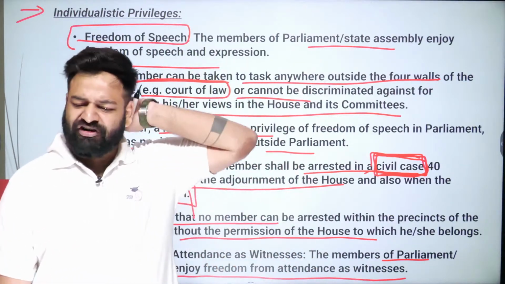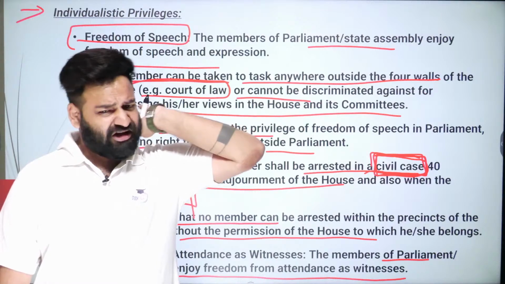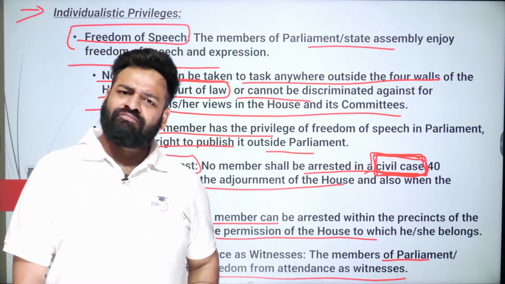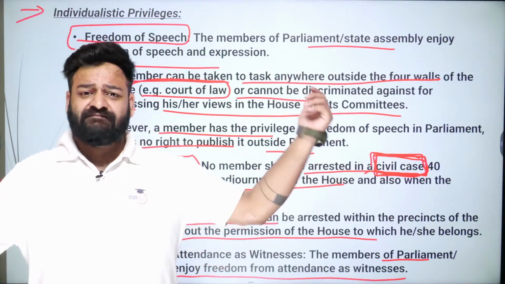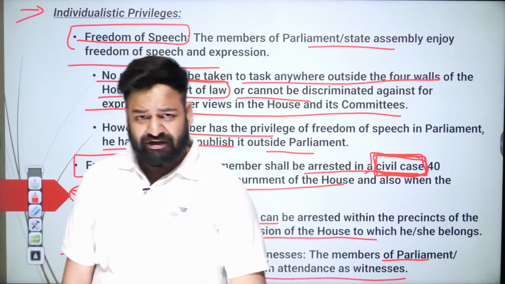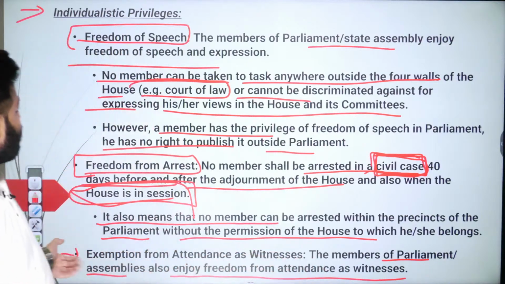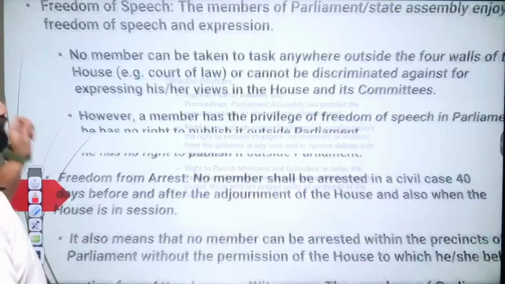If I am called to court as a witness, I cannot come. Why? I don't want to come. Why don't you want to come? My life, my rules. Right? I am a parliamentarian. I will not come as a witness. Okay? These are the individualistic privileges.